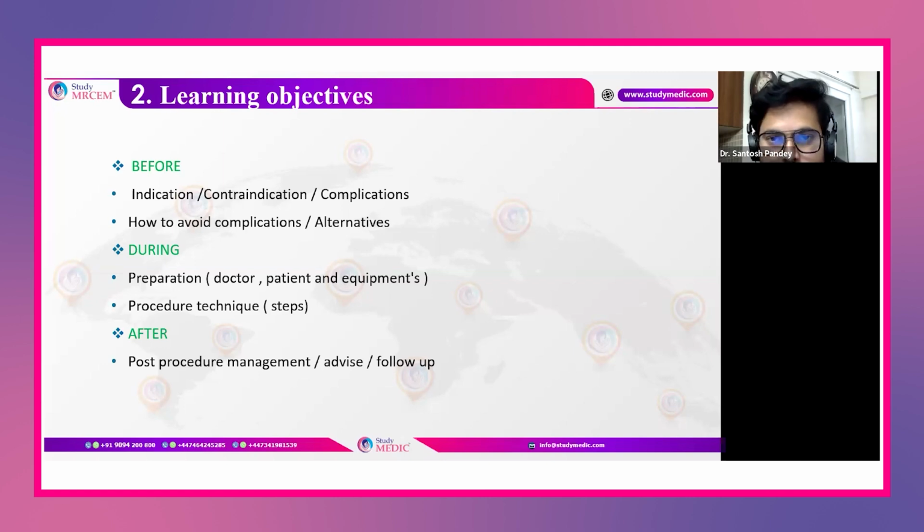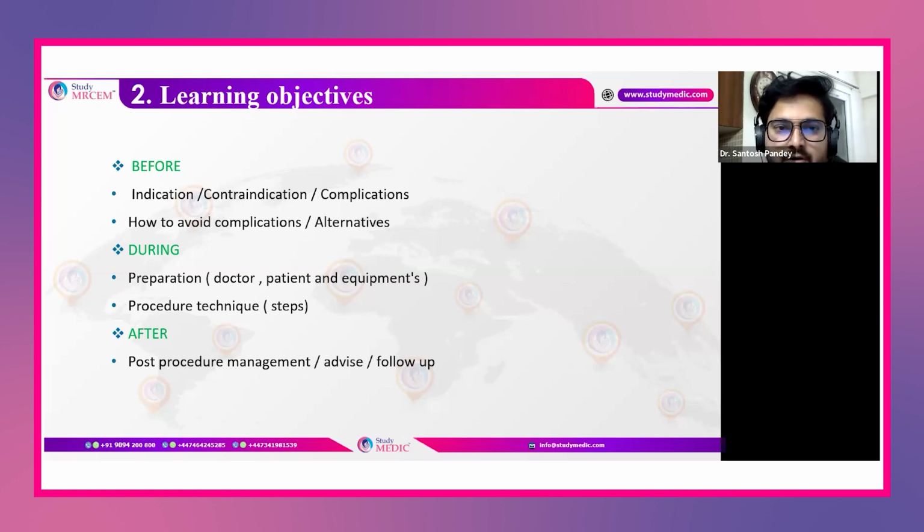And then once you have told about complications, focus on how to avoid complications. That is also important. If you are doing any nerve blocks, tell them how you can avoid complications. You can tell them you have to use appropriate doses of the drug, and then you have to use an ultrasound machine while doing the procedure. That can avoid the complication. And then if you know any alternatives to the procedure, you should tell that also. It's not mandatory in all cases, but if you have any alternative for the procedure, you should tell the junior.